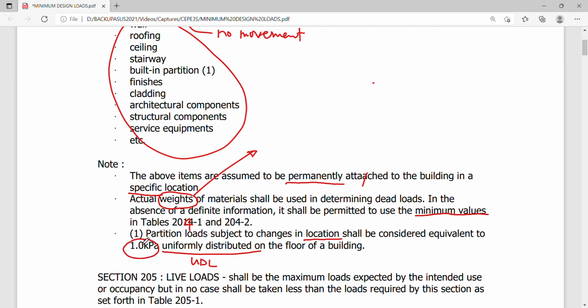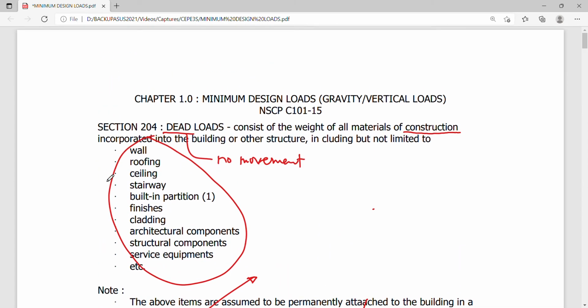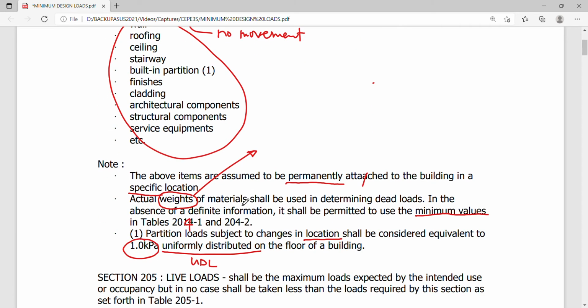Of course, this 1 kilopascal is only a minimum assumption, and you can change it depending on the type of partition you are expecting to be placed, but the location is not specified. Okay, so this is just notes for you to be able to interpret the computation for dead loads quite fairly well, because these are very important consideration in your analysis and design.